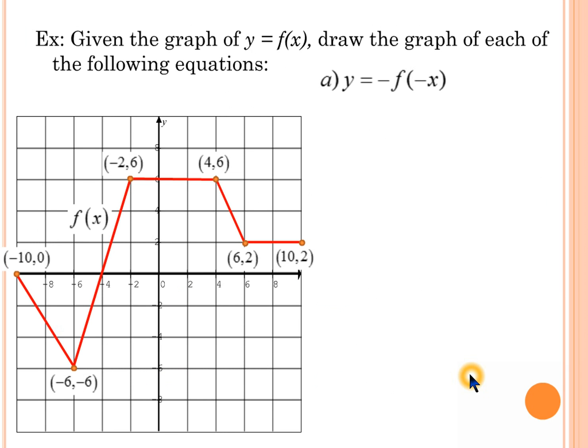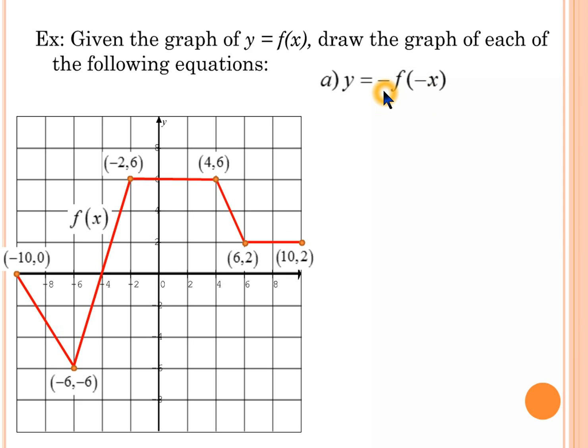All right, let's move on to the final example here. Given the graph of y equals f of x, draw the graph of each of the following equations. Actually, for this question, I just have one equation here, y equals negative f of negative x. So if this is my original function, y equals f of x, which represents this red graph right here, basically what I'm being asked to do is produce a new graph once these transformations have been applied.